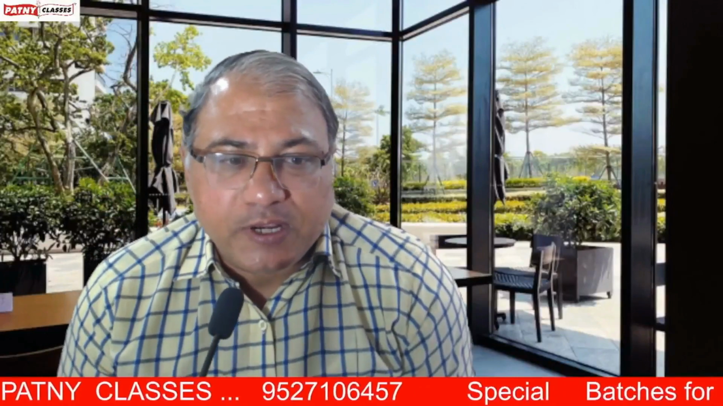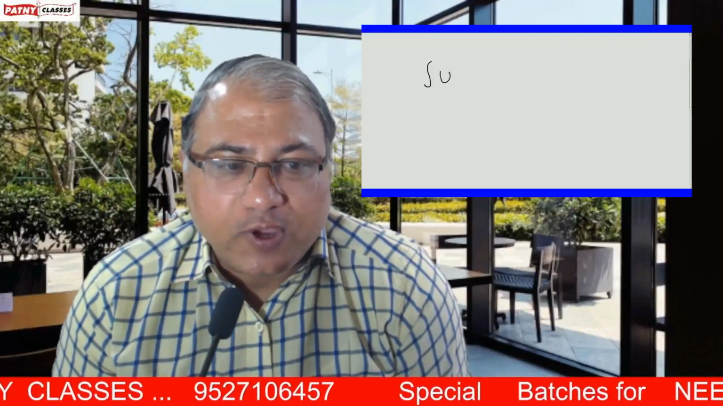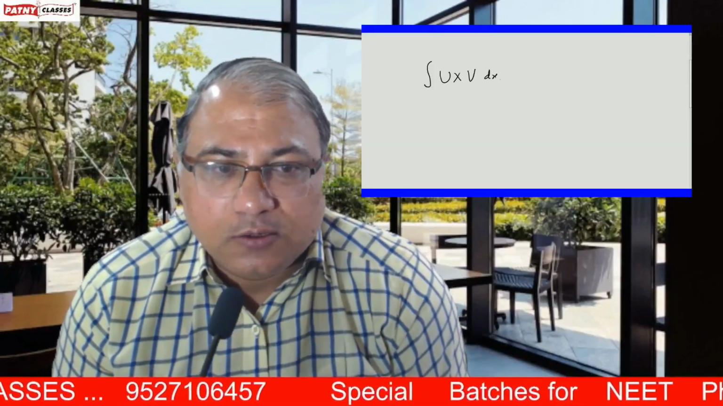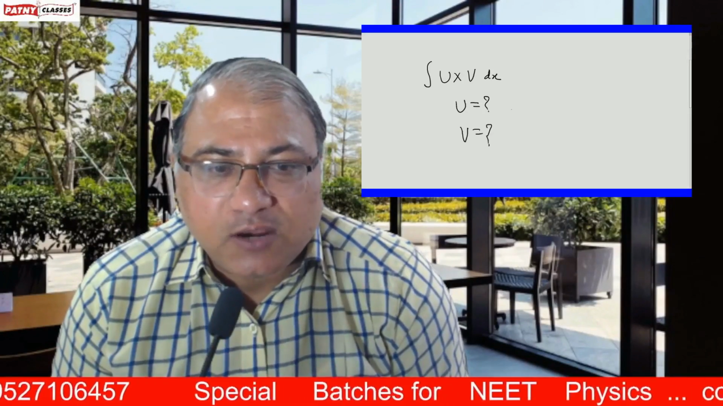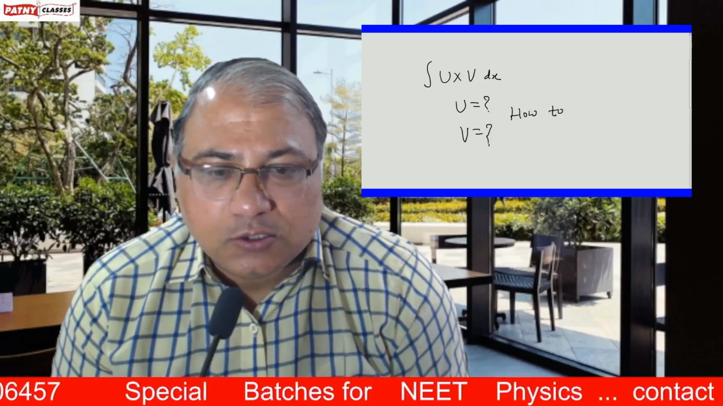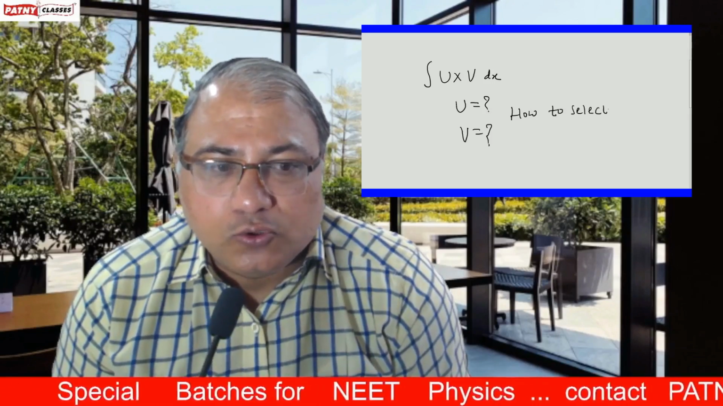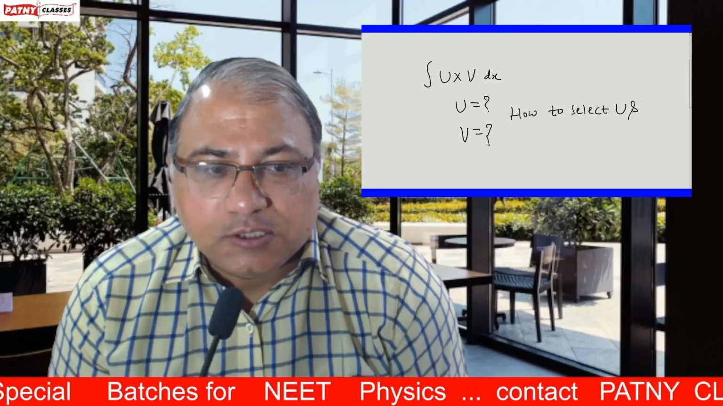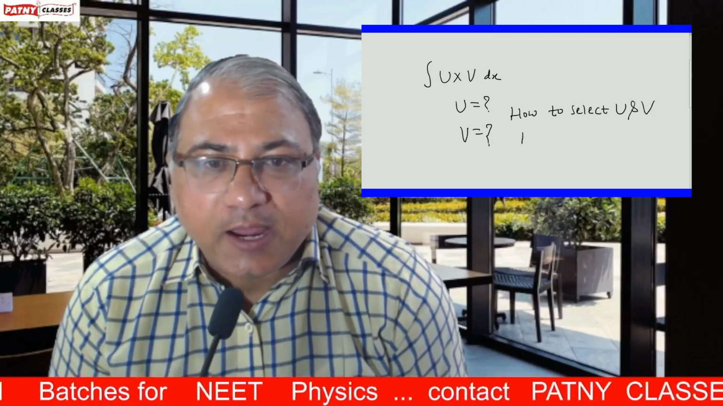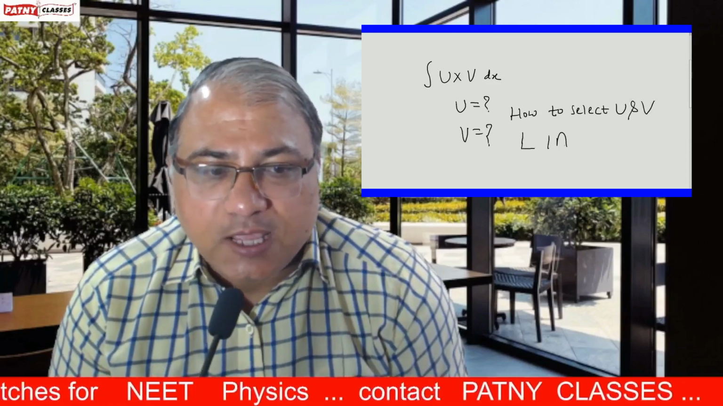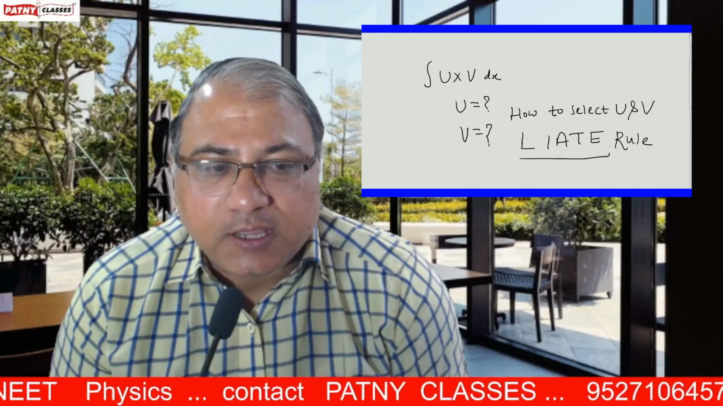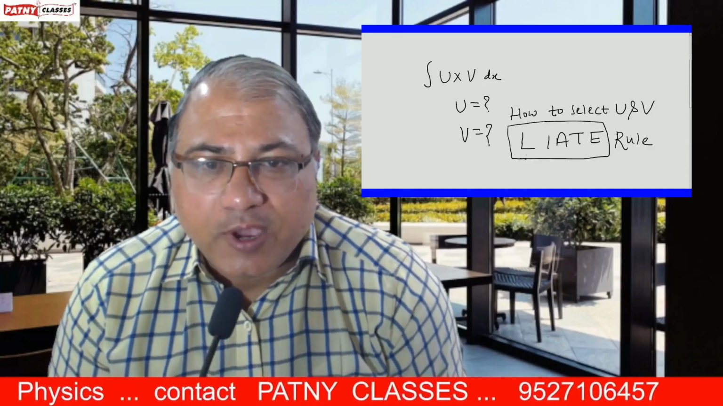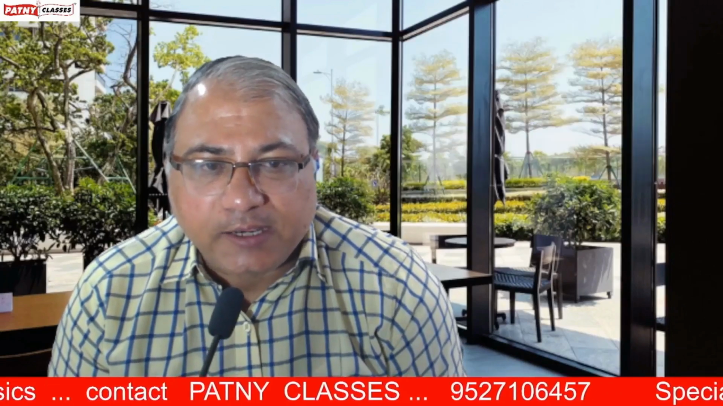In case of integration, if two functions are multiplied together, we have to select one of the functions as u and the second function as v. There is a rule to select u and v. This rule is called the LIATE rule. So let us understand how to select u and v in case of integration by using the LIATE rule.